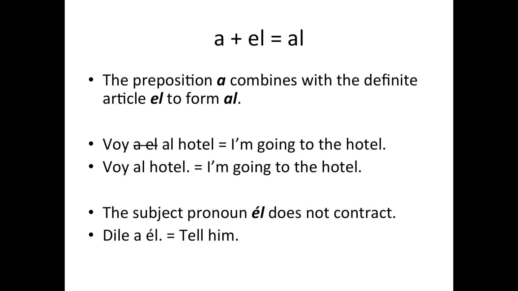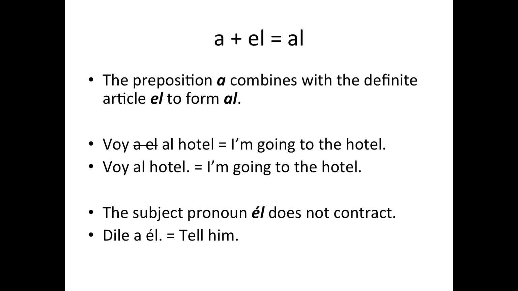So let's look at the example on the slide. If you want to say, I'm going to the hotel. Now, it makes sense to say, voy a el hotel. But we can't say it that way, because a and el are just going to combine into the required contraction, and it makes it easier to speak when we have this contraction because of those two strong vowel sounds. So, voy al hotel. I'm going to the hotel.